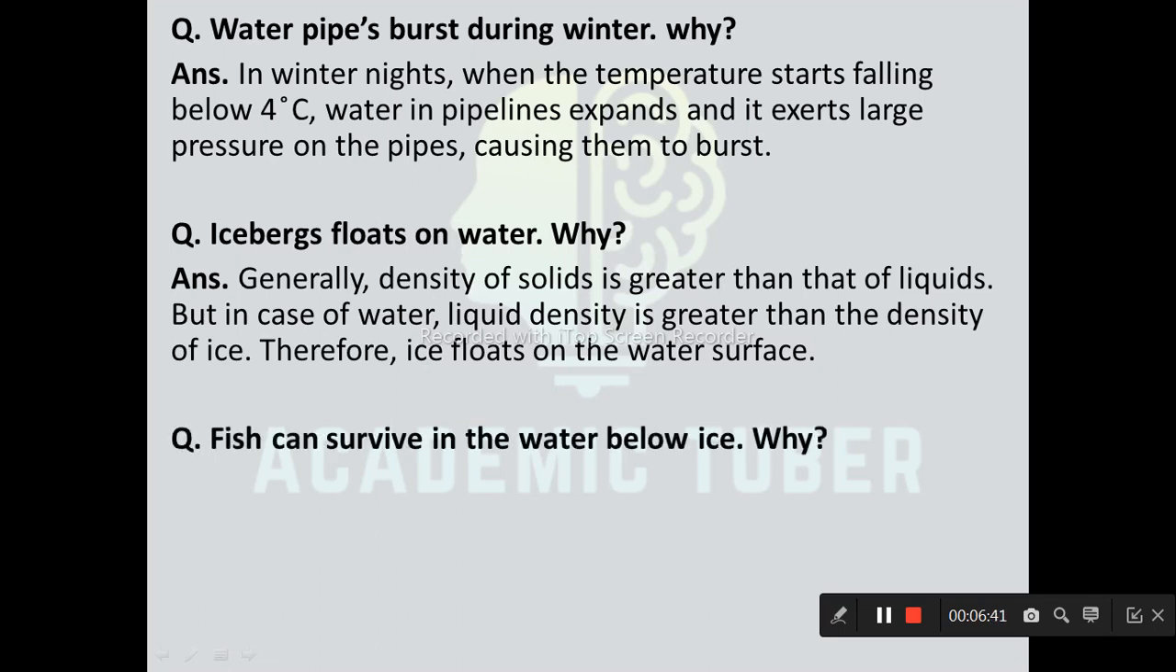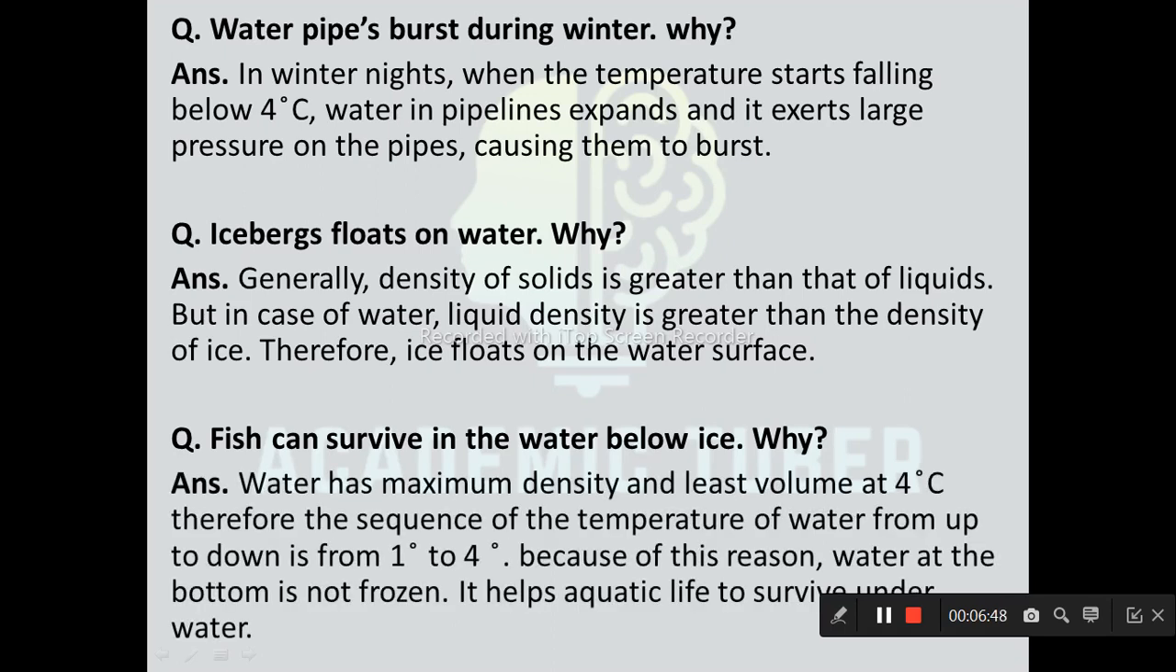Fish can survive in water below ice. Why? Water has maximum density and minimum volume at 4 degrees Celsius. Therefore, the sequence of the temperature of water from top to bottom is from 0 degrees Celsius to 4 degrees Celsius. Because of this reason, water at the bottom is not frozen. It helps aquatic life to survive underwater.